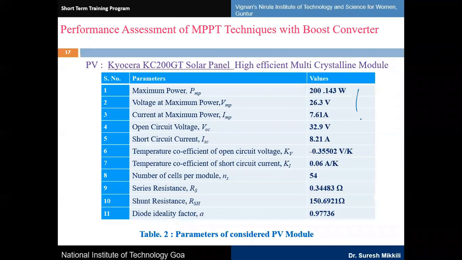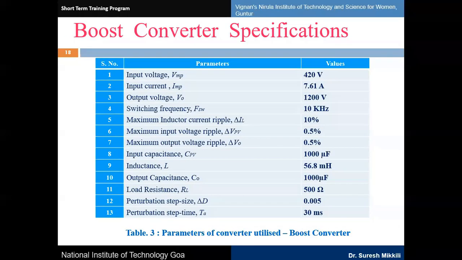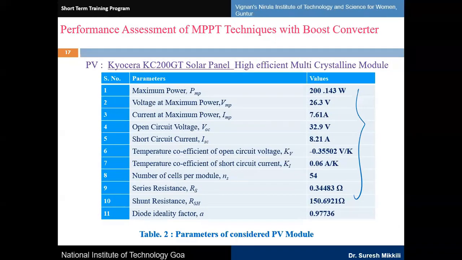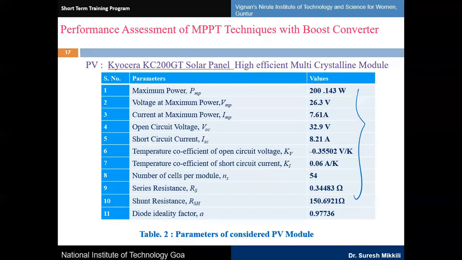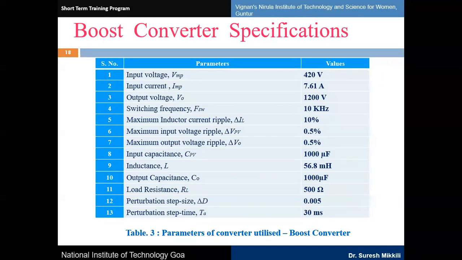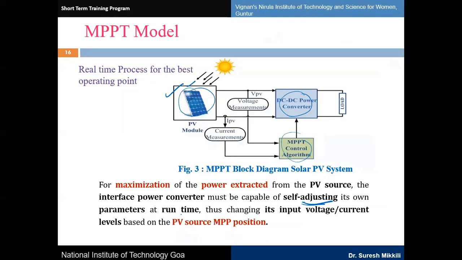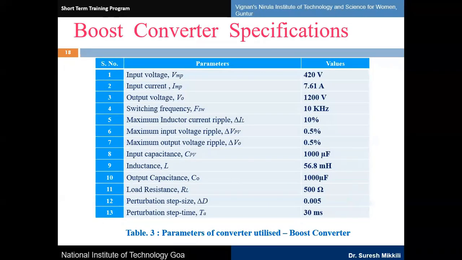Now these are the parameters we have taken. These are the parameters of which one? The PV panel. So these are the PV panel parameters. Maximum power is 200 watt, voltage is 26 volts, current is 7.6, and then open circuit voltage, short circuit current, temperature coefficient, series resistance, shunt resistance. Everything is predefined values of the Kyocera panel we are considering. Now the boost converter also we need, because when we apply the MPPT technique, we apply it through the boost converter. So now we have considered the boost converter parameters.